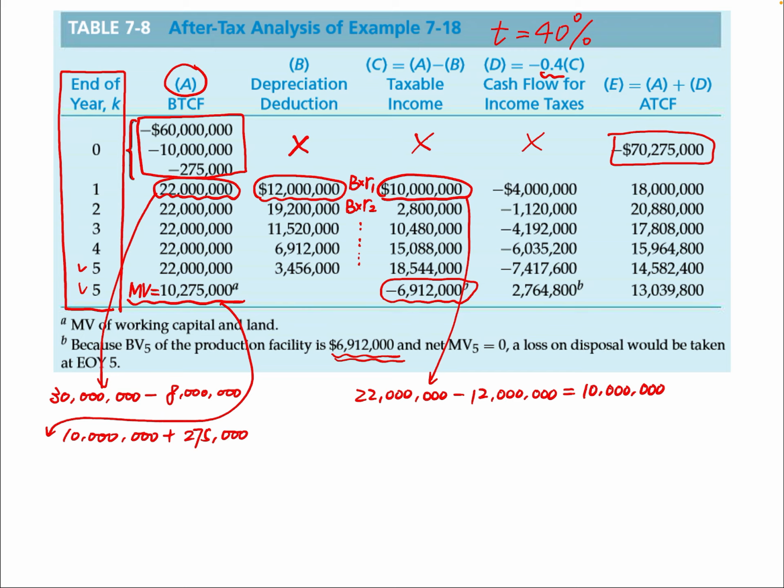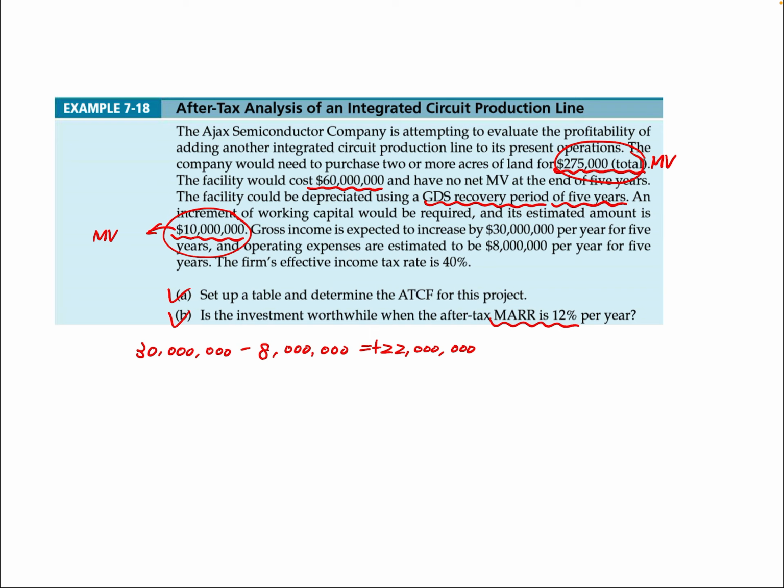And to answer the second question about whether the project is a sound one or not, you need to use this column to calculate the PW. If you're using the present worth method, you see if the present worth of all these cash flows is bigger than 0 or not. Okay, so this is all the content of chapter 7.